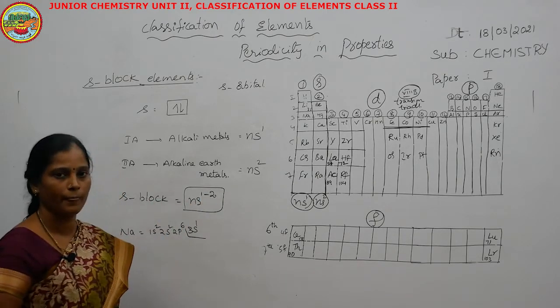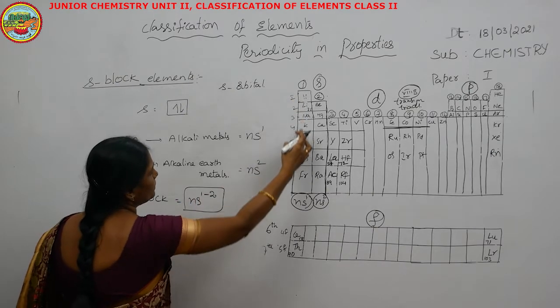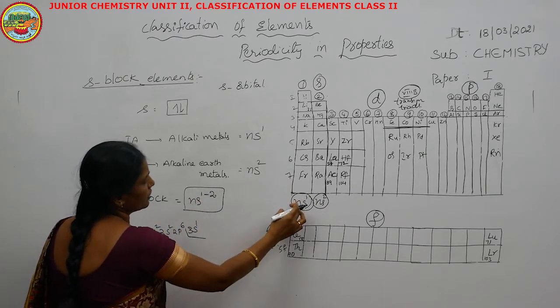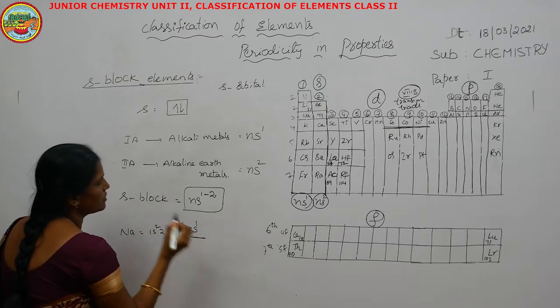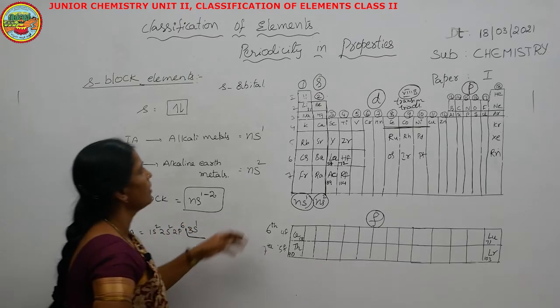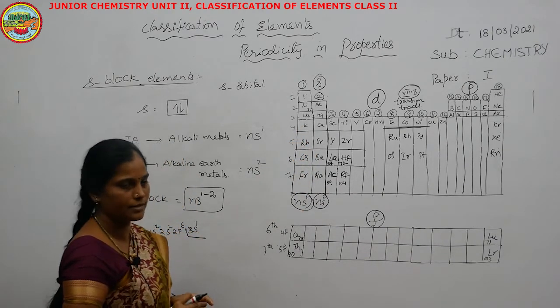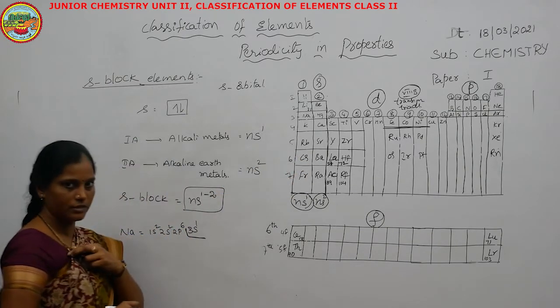to 2. So here in the first group, the electronic configuration is ns1. For example, sodium: the outermost electronic configuration is 3s1. Similarly, potassium 4s1, 5s1, 6s1, 7s1. So these are the s block electronic configurations.